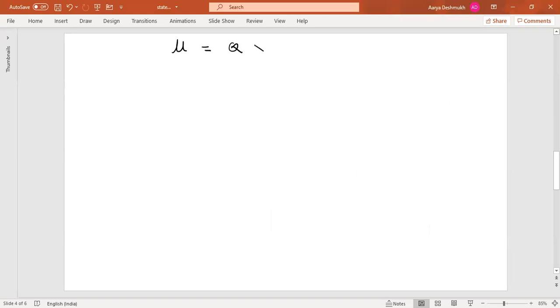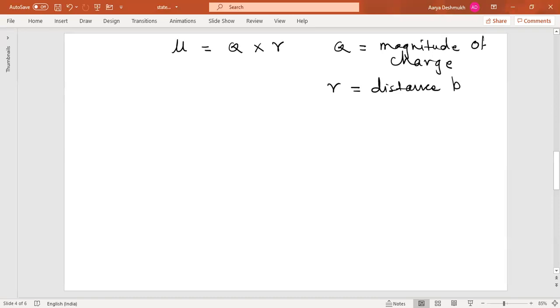So mu is equal to Q into R, where Q is the magnitude of charge, and R is the distance between the centers of positive and negative charge, which is formed due to the difference in the electronegativity values.